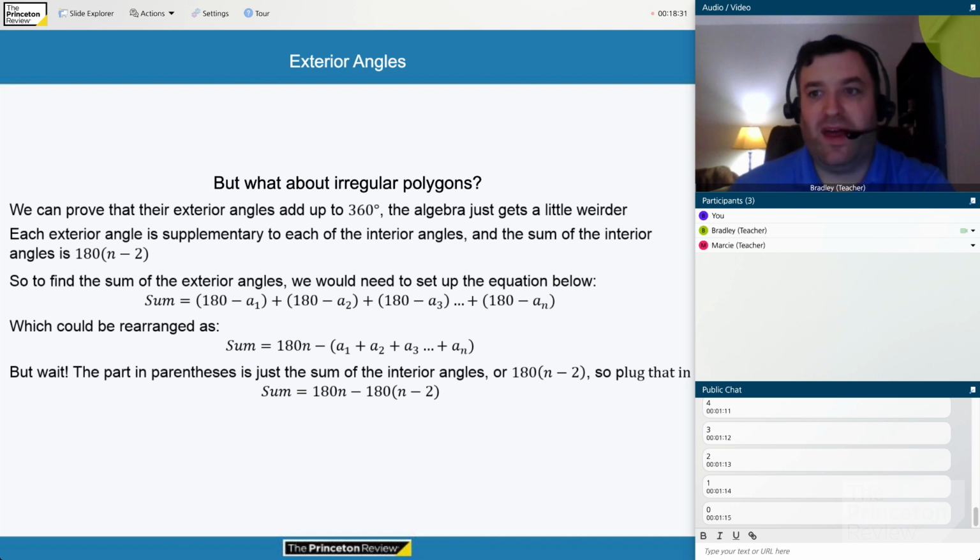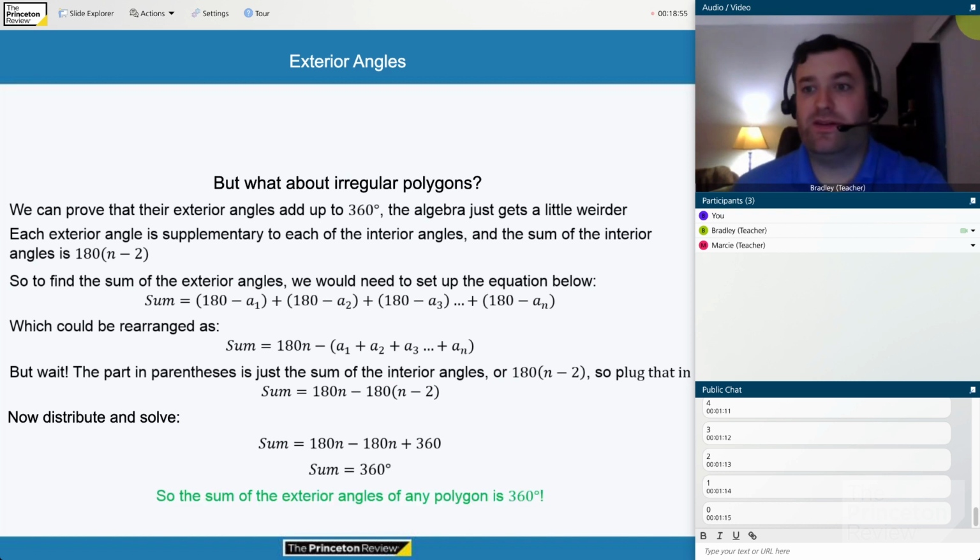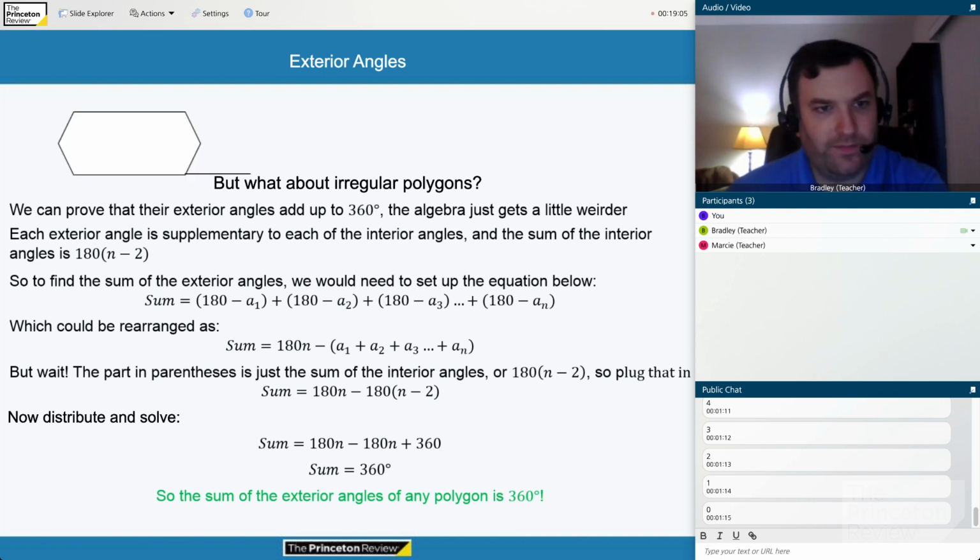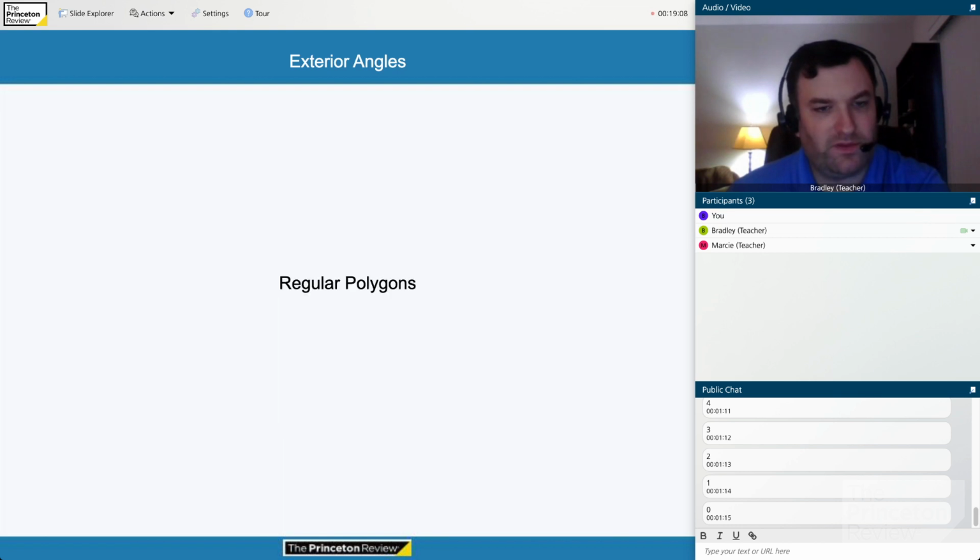So we can just plug that in for A1 plus A2 plus A3, and so on, which would give us that the sum is 180n minus 180 times the quantity n minus 2, which is probably starting to look pretty familiar from the last slide here. So when we distribute, we get 180n minus 180n plus 360, or just 360. So the sum of the exterior angles for any polygon is 360 degrees. That's weird.